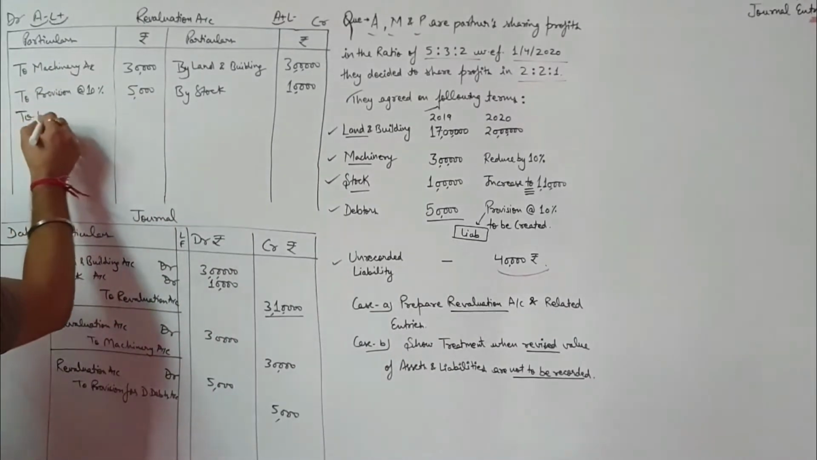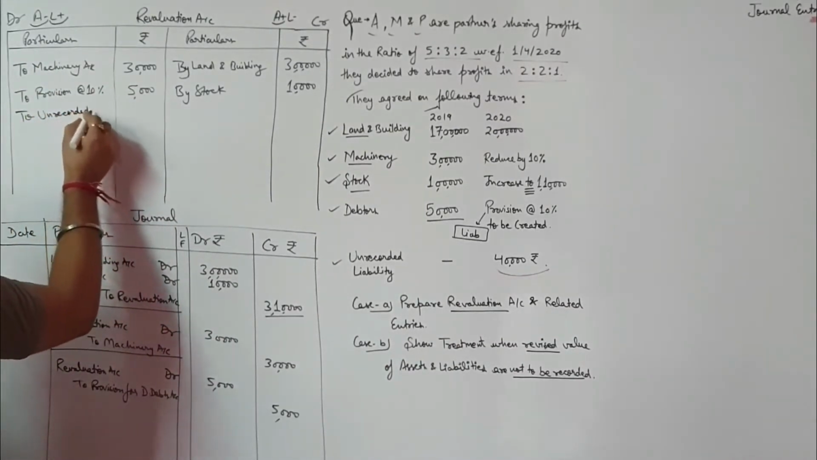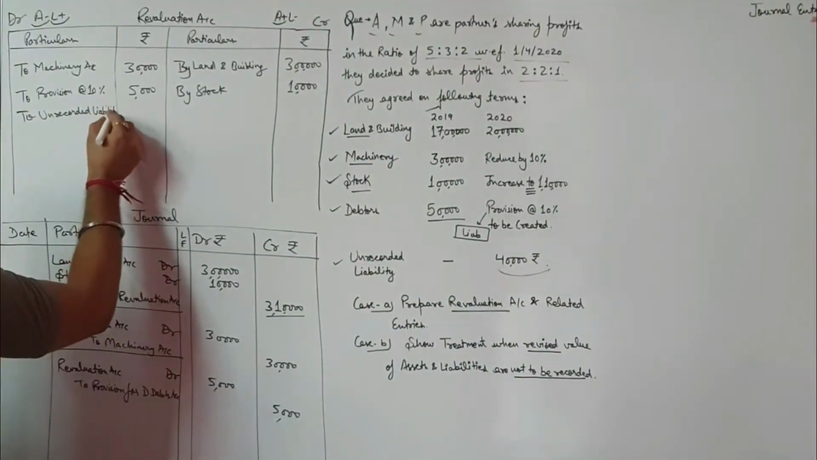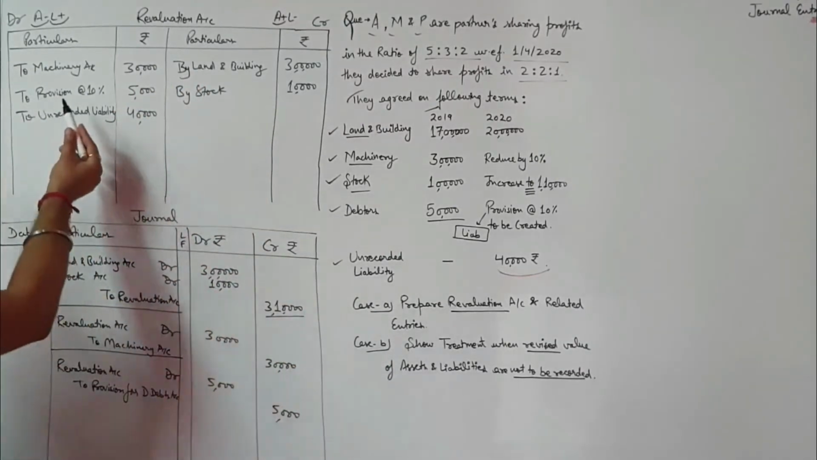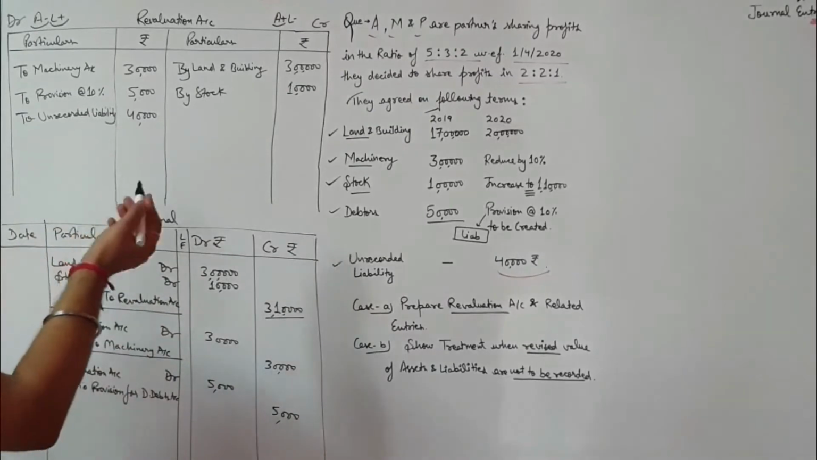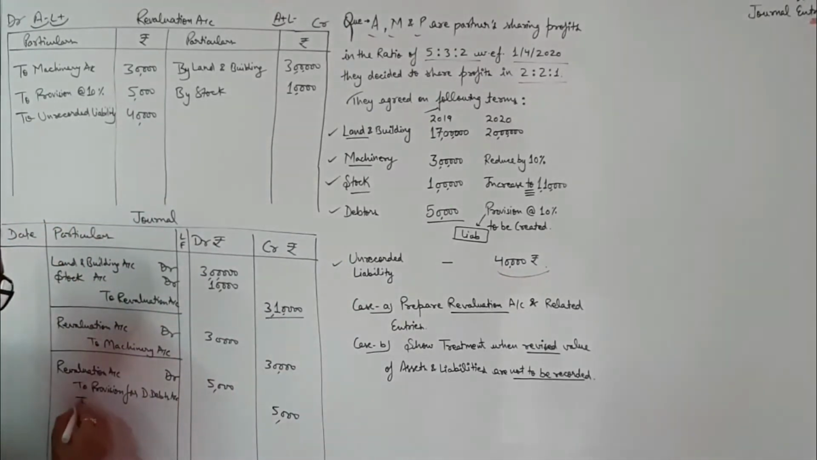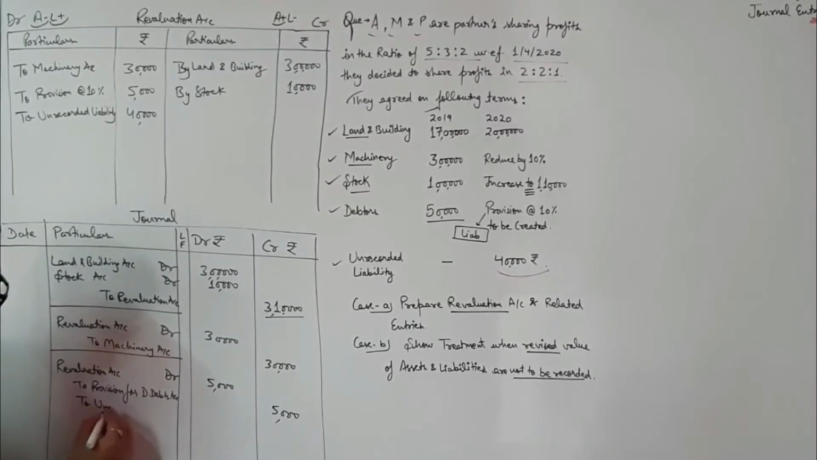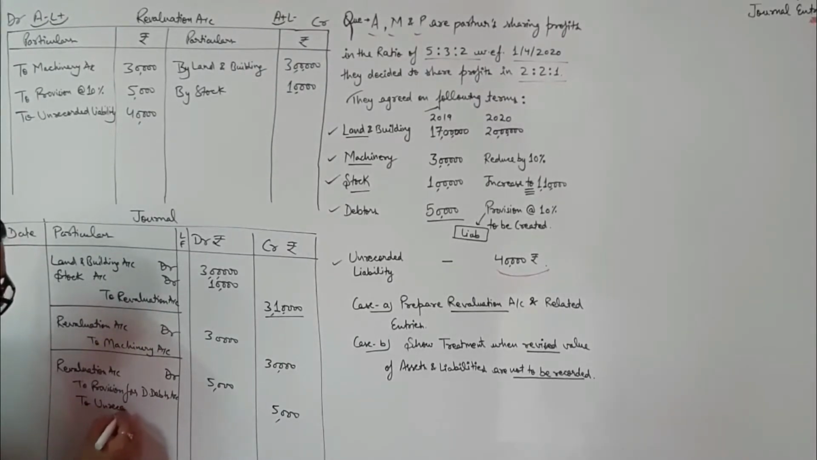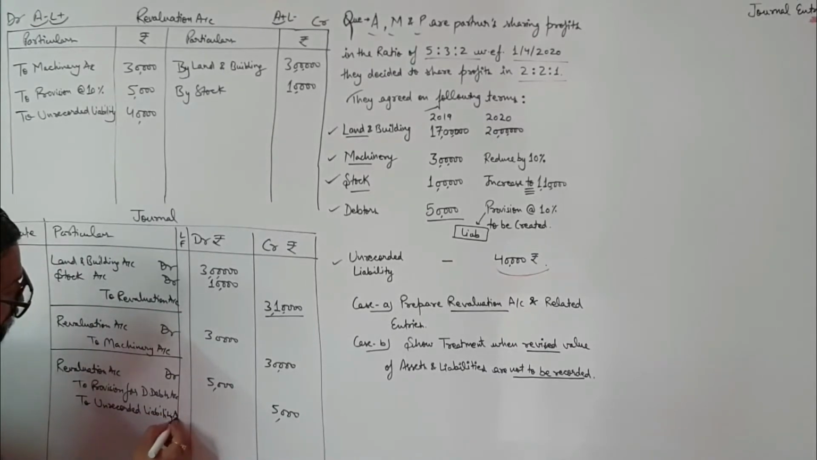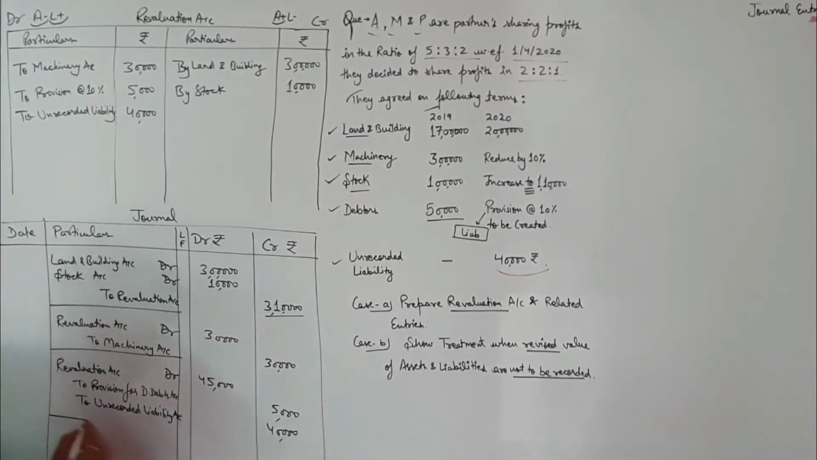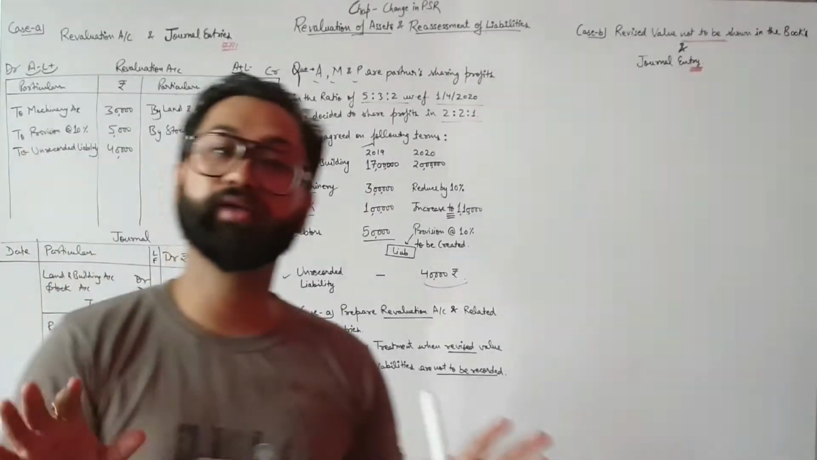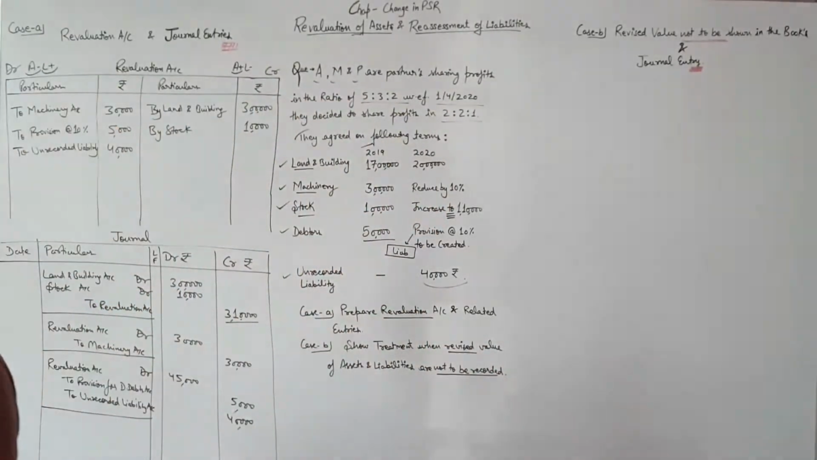Unrecorded liability 40,000 rupees. Now what will be the entry? Now provision is also a liability and unrecorded liability is also a liability. Therefore, we can add the entry or compound the entry. 40,000. So the total is 45,000. As simple. Now when all the entries are done, you just have to balance the revaluation account like this.